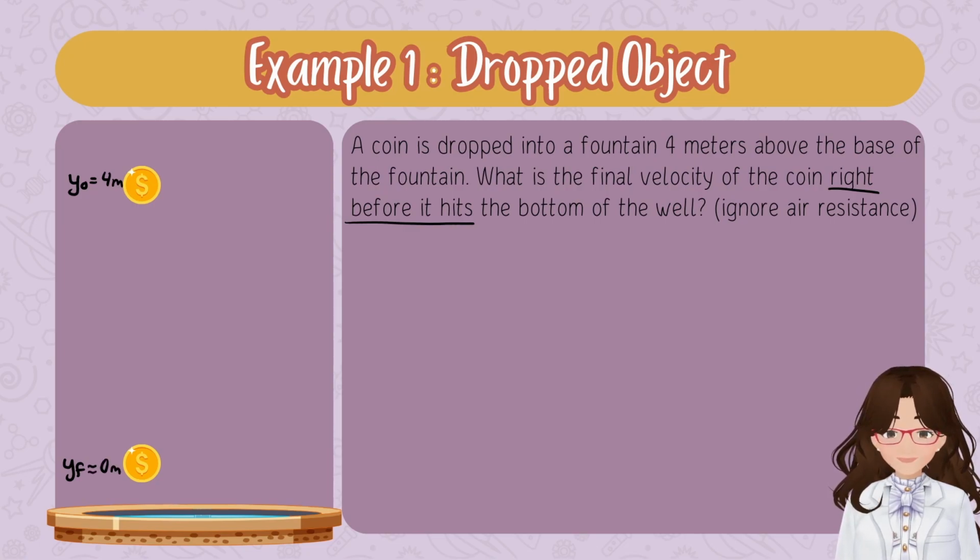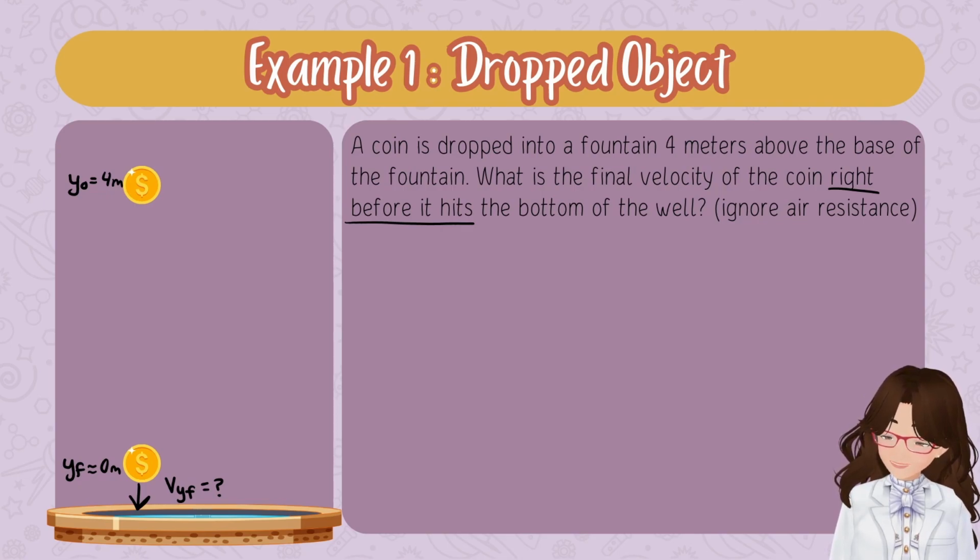Then we're told, what is the final velocity of the coin right before it hits the bottom? So again, our height is basically 0. However, it's right before it hits the ground, that way the object still has velocity. Yeah, it's still moving. And the other thing that we can fill in is we know that our coin is being dropped, so our initial velocity should be 0.